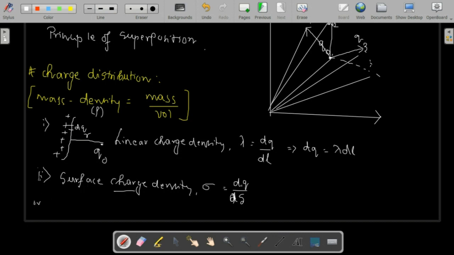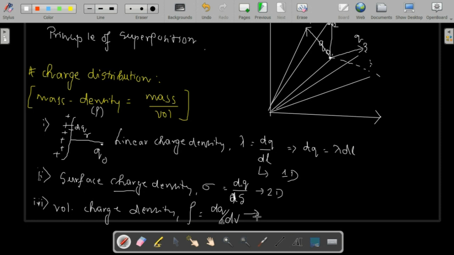And then finally, number 3, volume charge density. And this is denoted as rho, and rho would be nothing but dq by dv, right? So this is one dimension, two dimension, three dimension. So these are the different kinds of charge density that we have.